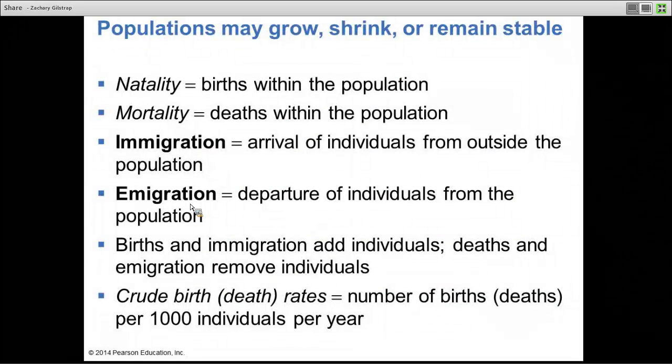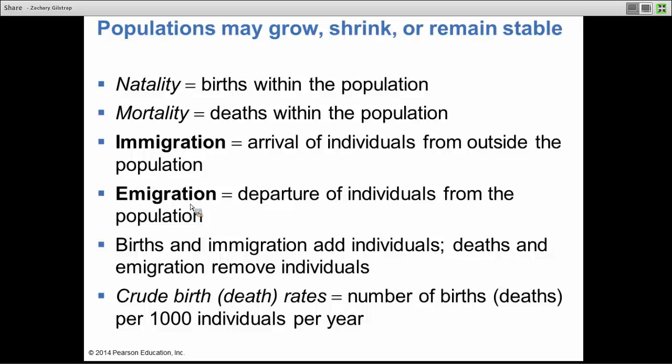So populations may grow, shrink, or remain stable. Demographers, scientists who study human populations, use mathematical concepts to study population change. Population growth or decline is determined by four factors: birth (natality), deaths (mortality), immigration into an area, and emigration away from the area. Birth and immigration add individuals to a population, whereas deaths and emigration remove individuals.